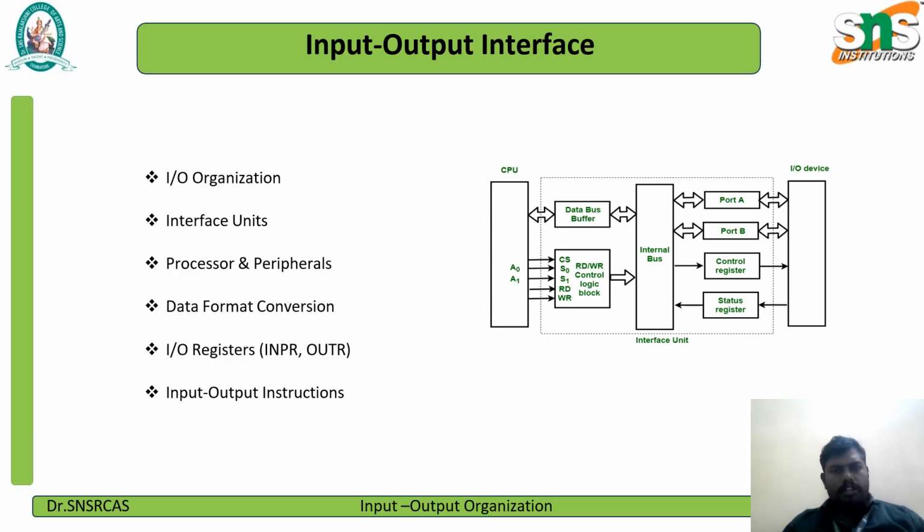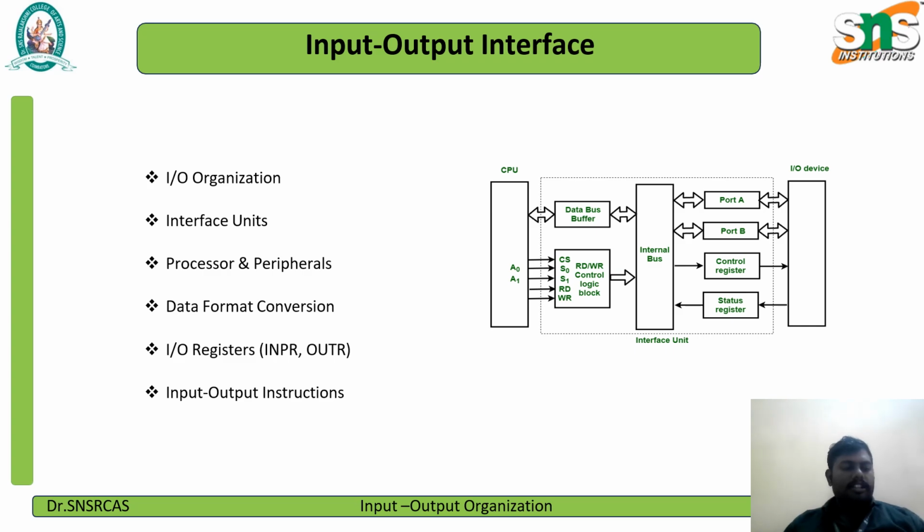The input-output interface covers input-output organization, the interface unit, processor and peripherals, data format conversion, input-output registers and input-output instructions. Peripheral devices are those which provide input and output for the computer. They are also called input-output devices. For example, a keyboard and mouse provide input to the computer and are called input devices, while a monitor and printer provide output and are called output devices.